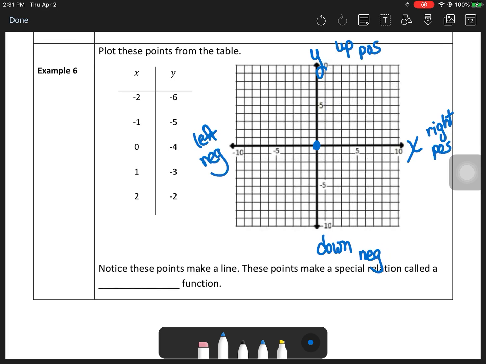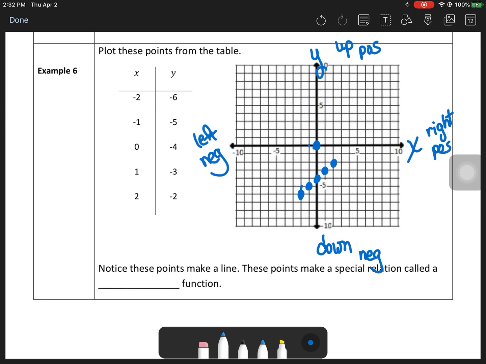So let's start with our first point. Put your pencil on the origin. We want to go 2 boxes to the left and 6 boxes down, and that's going to be the point -2, -6. The next point is going to be -1, -5. 1 to the left and 5 down. The next point is going to be 0, -4. So we're not going to go left or right, and we're just going to go 4 down. Next, from the origin, we're going to go 1 to the right and 3 down. And then back to the origin, we're going to go 2 to the right and 2 down.